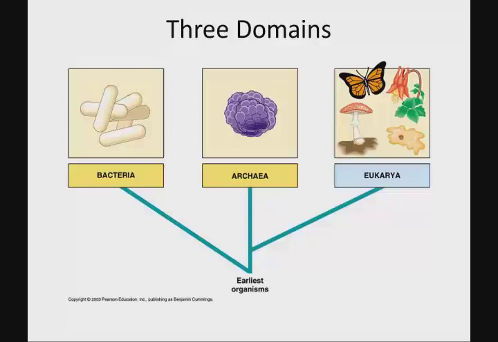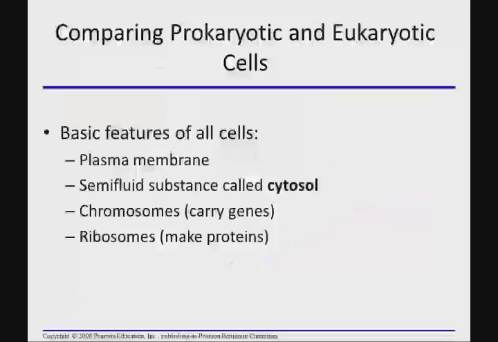Now, all of these things are still cells. So prokaryotic cells are going to have the same basic features as all cells. They have a plasma membrane, they have the material inside the plasma membrane, the cytosol, they have a chromosome that is made of DNA, and they have ribosomes that are going to make protein.